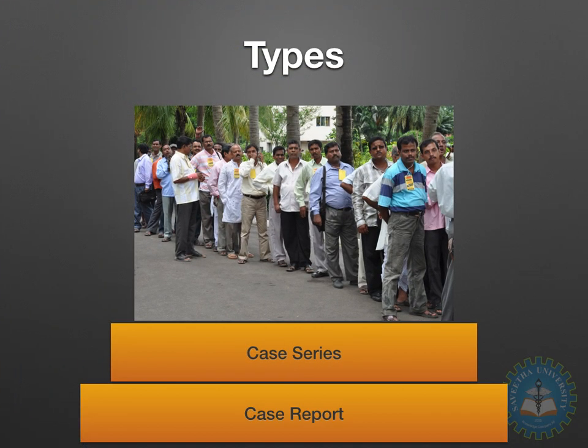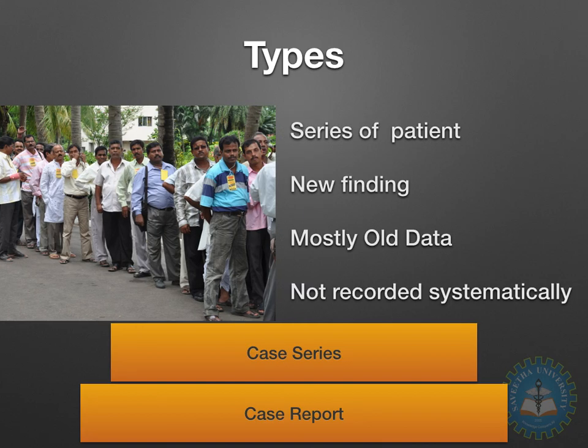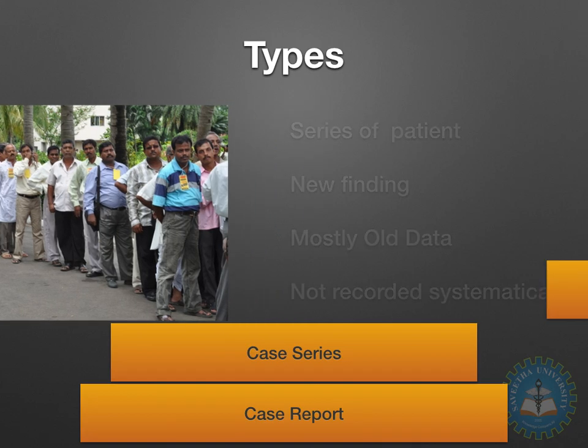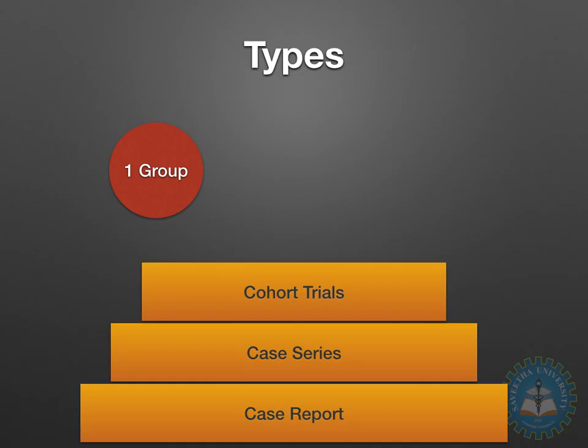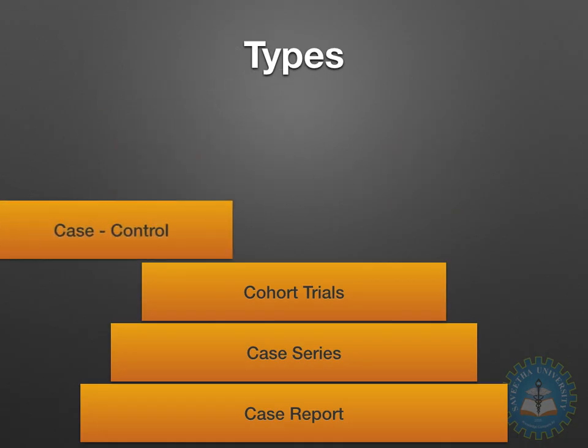The next is a case series, which is taken from a group of patients from one doctor. It may or may not be reproducible, and many times it's made out of old data, and it is not recorded systematically. The next is a cohort trial where we follow up one group for a long period of time and we try to see what finding you get out of it. It is good in that you're starting with a group before the disease starts or before the treatment starts, and you're following them up for a longer period of time.